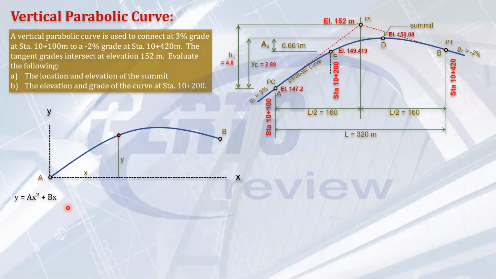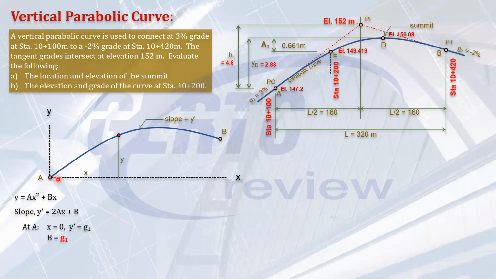So we have two unknowns, a and b. But normally what we know are the slopes. So if what you know are the slopes at PC and at PT, then you can express this in terms of the slope by getting the first derivative. The slope of the parabola at any point is y prime, the first derivative, which is 2ax plus b. So this is the slope of the parabola at any point. And we know that at A, when x is 0, the slope is g1. That's the beginning of the curve. When x is 0, y prime is g1. Therefore, b is equal to g1.